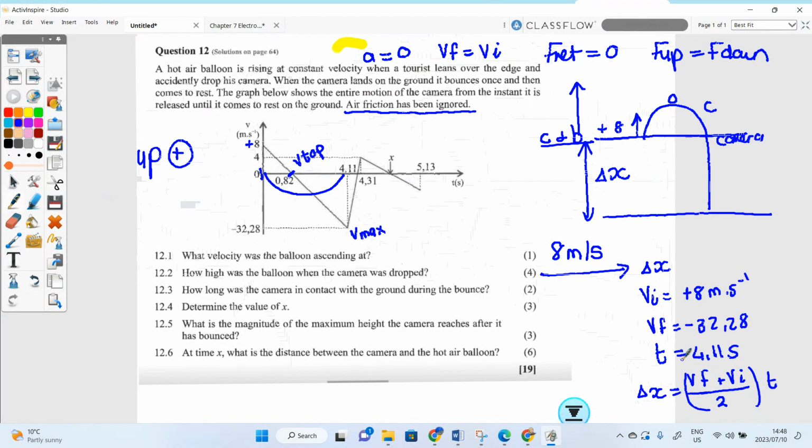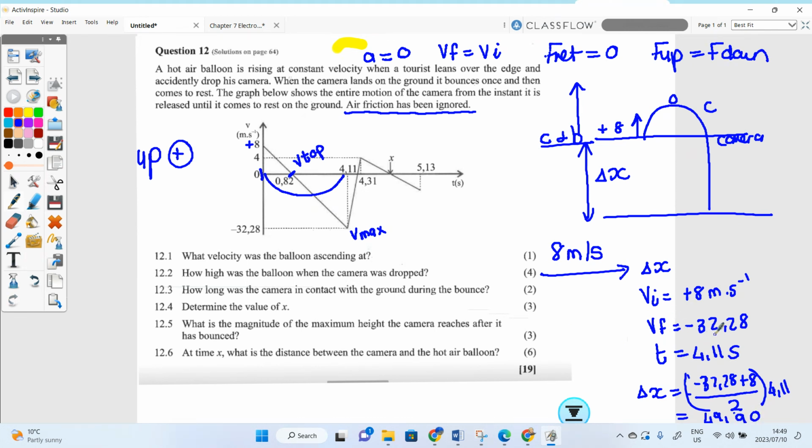So VF here is minus 32, VI is plus 8, divide by 2, and then times by t. I'm just doing this because of space. So it's (minus 32.28 plus 8) over 2 times by 4.11 seconds, and it gives you delta x. 49.89... no, 49.90. You get the same answer if you use minus 9.8 as your acceleration.